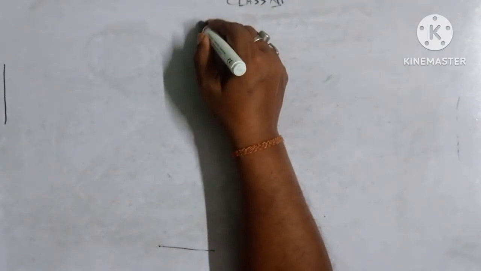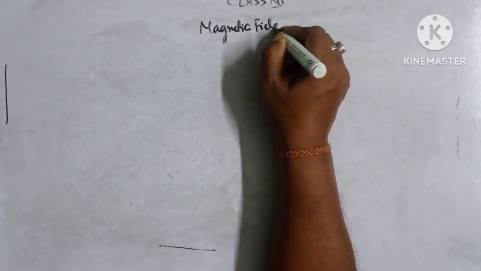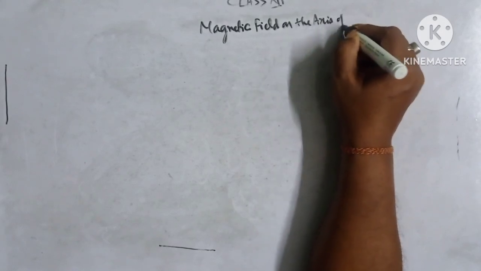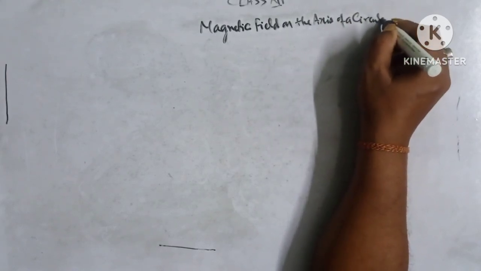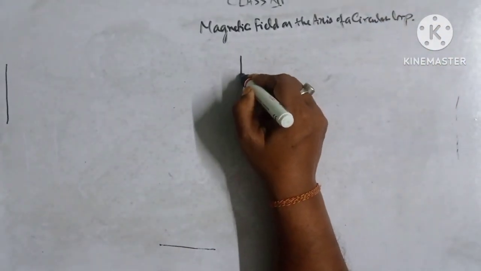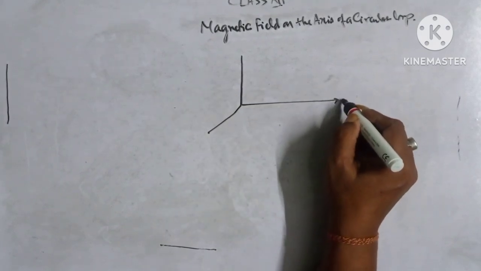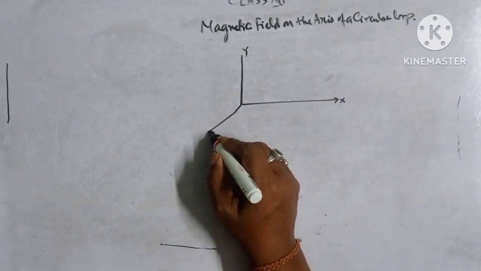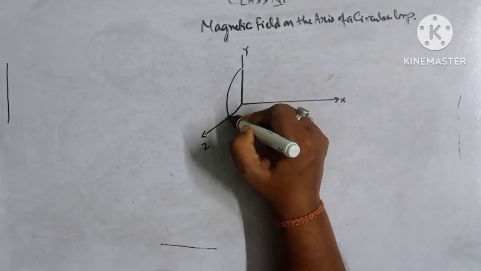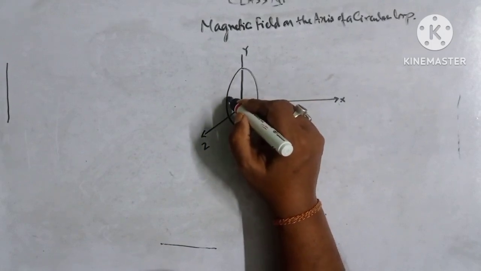Now my next topic is the magnetic field on the axis of a circular loop. So here you see this is your x-axis, this is your y-axis, and this is your z-axis. Now here this is a circular loop, and current is flowing through it.